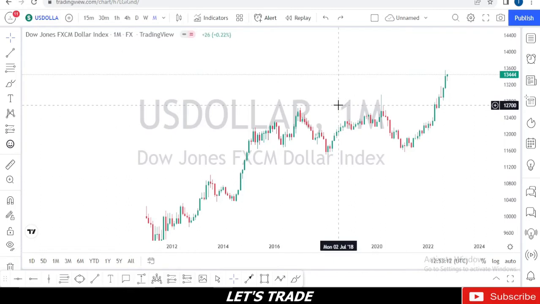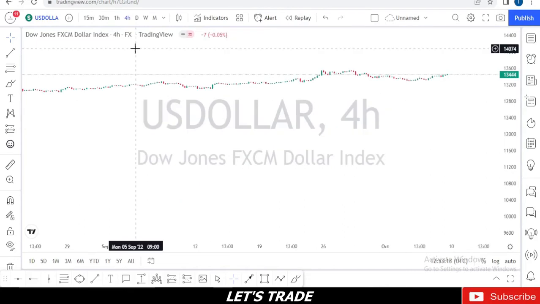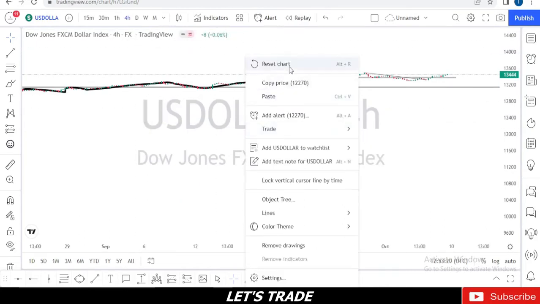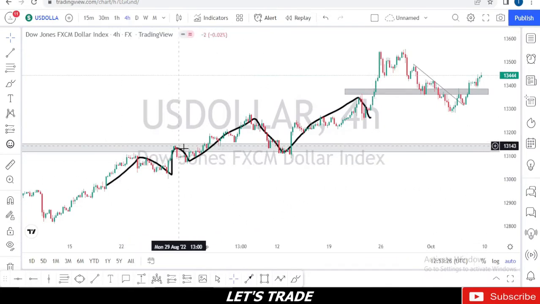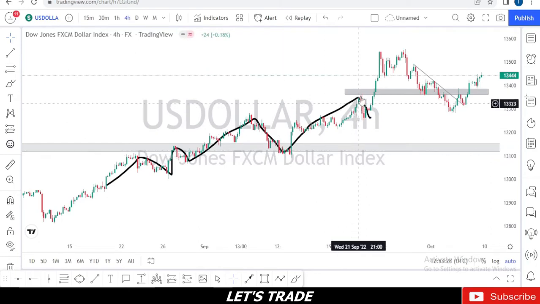So now that we've established that the US dollar is in an uptrend, let's go to the 4-hour time frame. Let's look at more recent price action to see what price is actually doing. If I zoom out, you can see higher low, higher high, higher low, higher high, higher low, higher high, higher low. Now we created a new higher high and we've created a new higher low.